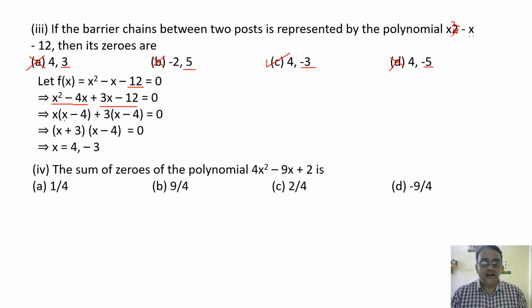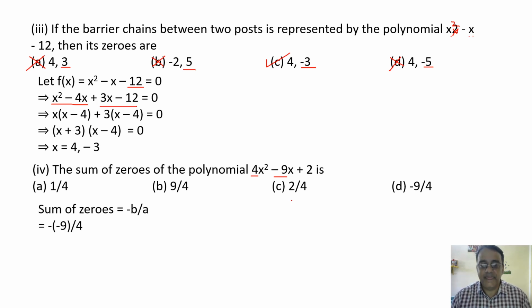Right. The sum of zeros of the polynomial 4x square minus 9x plus 2 is dash. The formula for sum of zeros is minus b by a, right. What is b here? Minus 9. Right, and a is 4. So the formula is minus b by a, that is minus of minus 9 by 4. So finally, the final answer is 9 by 4. The correct option is A.